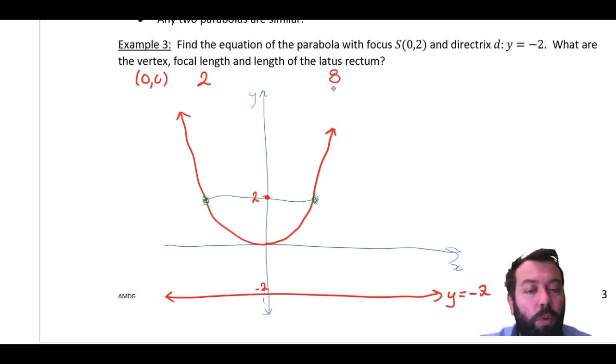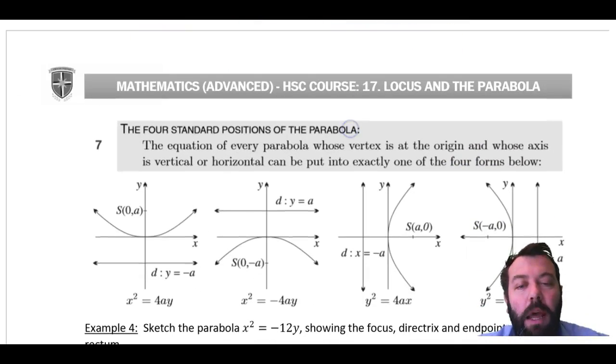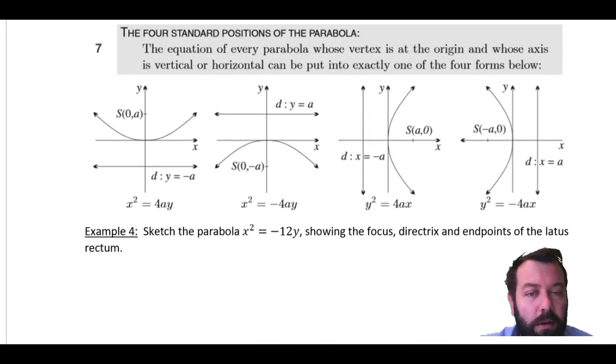If I wanted the coordinates of the endpoints of the latus rectum, it's going to be at (4, 2) and (-4, 2). They're going to be my two ends. Not that the question asks for that. Not this one anyway.